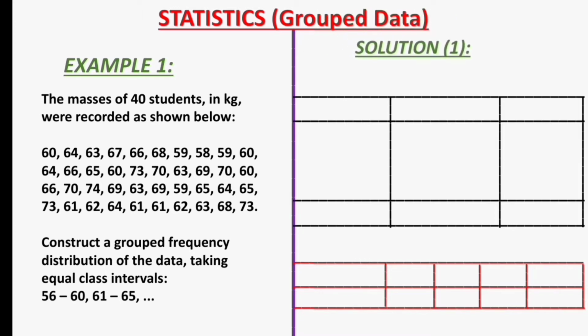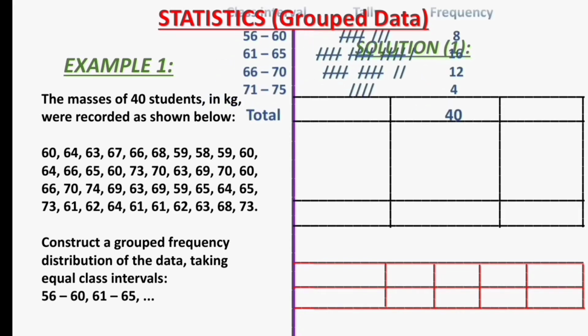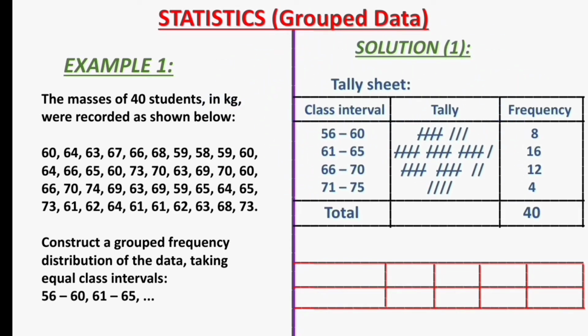Let's see the solution to example 1. From the tally sheet involving class interval, tally, and frequency, the first class interval is from 56 to 60, talking about 5 numbers in that class. The second class interval is from 61 to 65. The next class interval is going to be from 66 to 70, while the last class interval is from 71 to 75, because this class from 71 to 75 contains the biggest number in the question, which is 73.